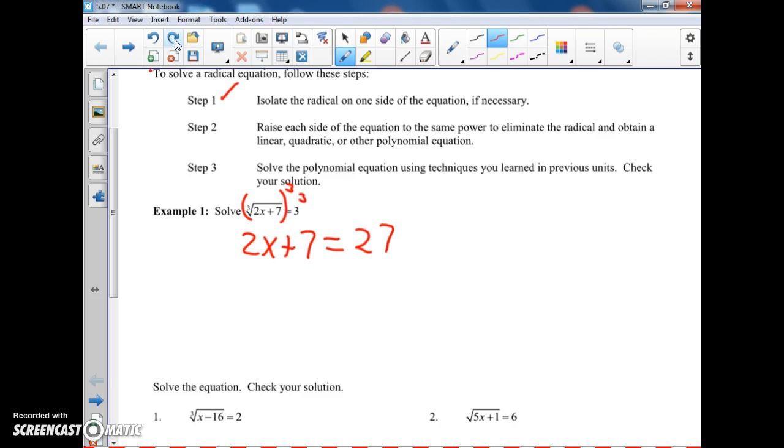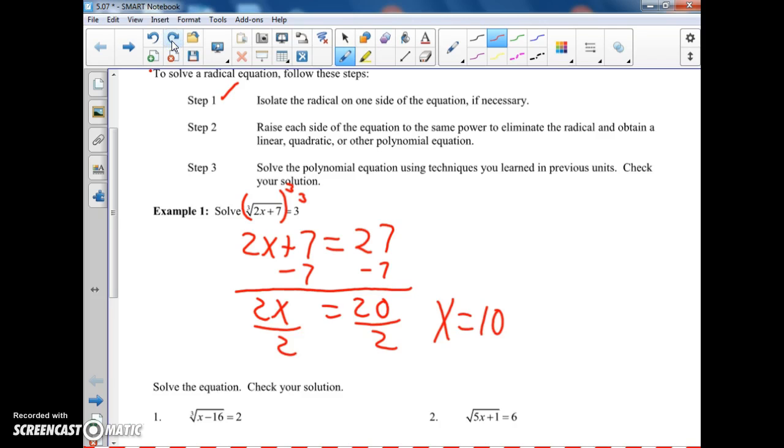Subtract 7 from both sides. Here we go. Subtracting 7 from both sides. Like that. So 2x equals 20, and what's the next thing I'm going to do? Divide by 2, right? And x equals how much? 10, and x equals 10. That's it. That's how easy it is.